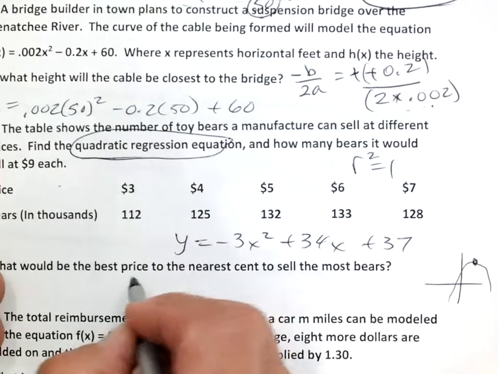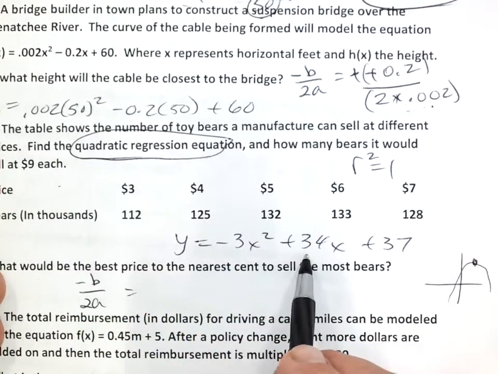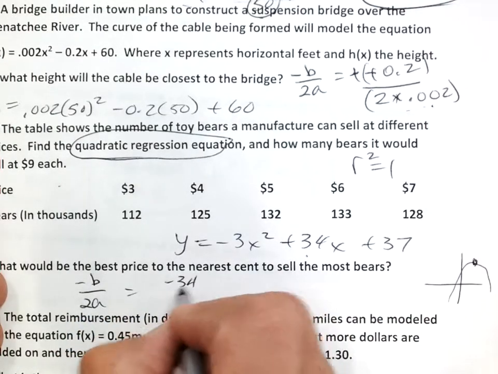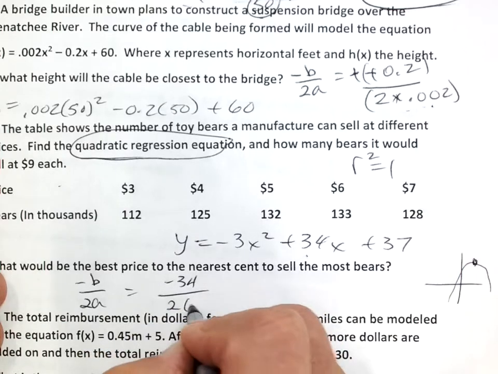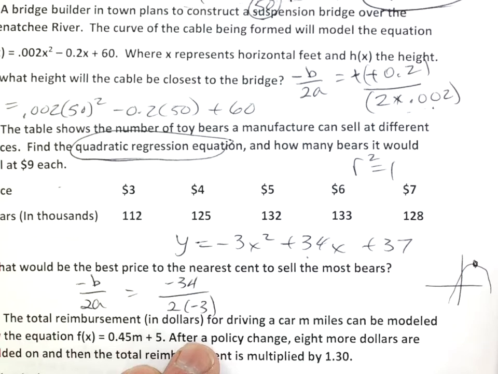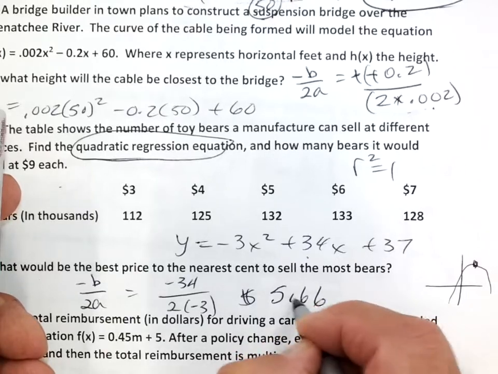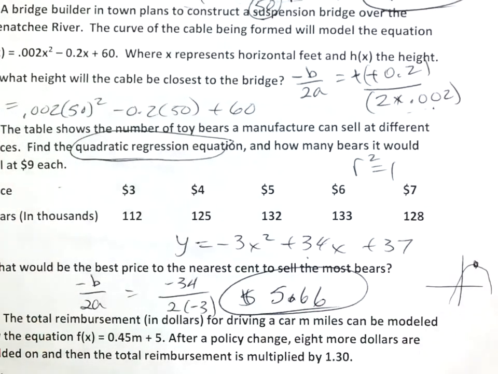So let's use our negative b over 2a, our little mini equation, right? Here's our b over 2 times, here's our a, and let me figure out what that is. That's 34 divided by 6, right? So here's the best price: $5.66 per bear. That's my best price, okay?